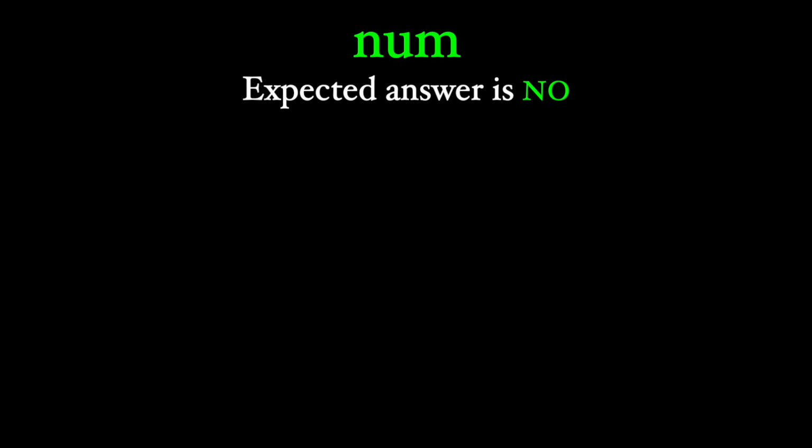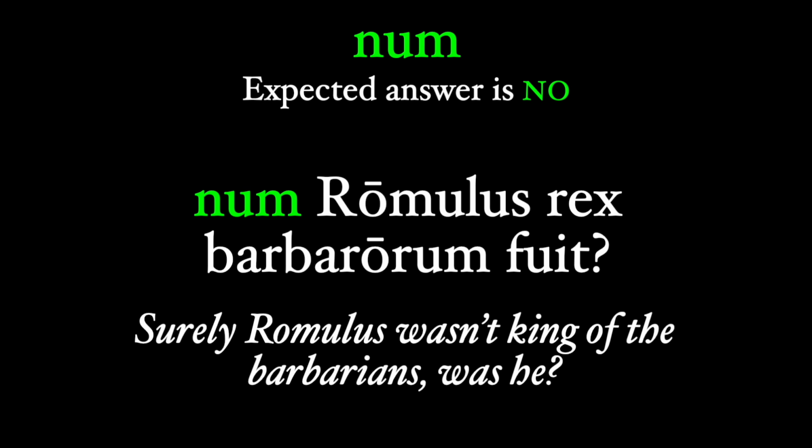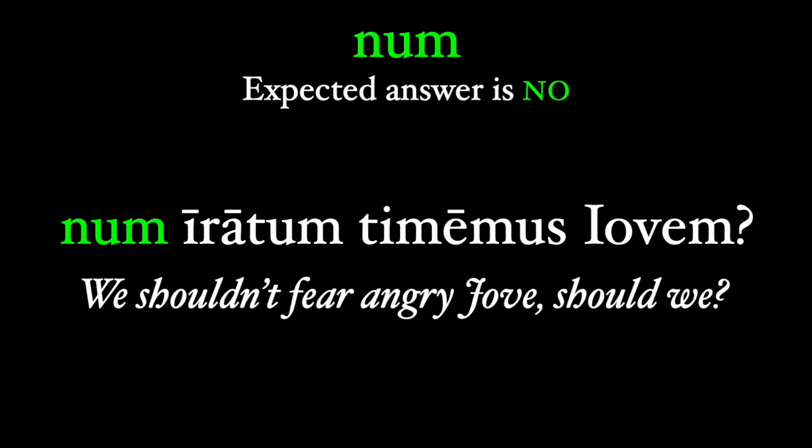The opposite of nonne is the particle num, used when a no answer is expected. Num Romulus rex barbarorum fuit? Surely Romulus wasn't king of the barbarians, was he? Or num iratum timemus Jovem? We shouldn't fear angry Jove, should we?